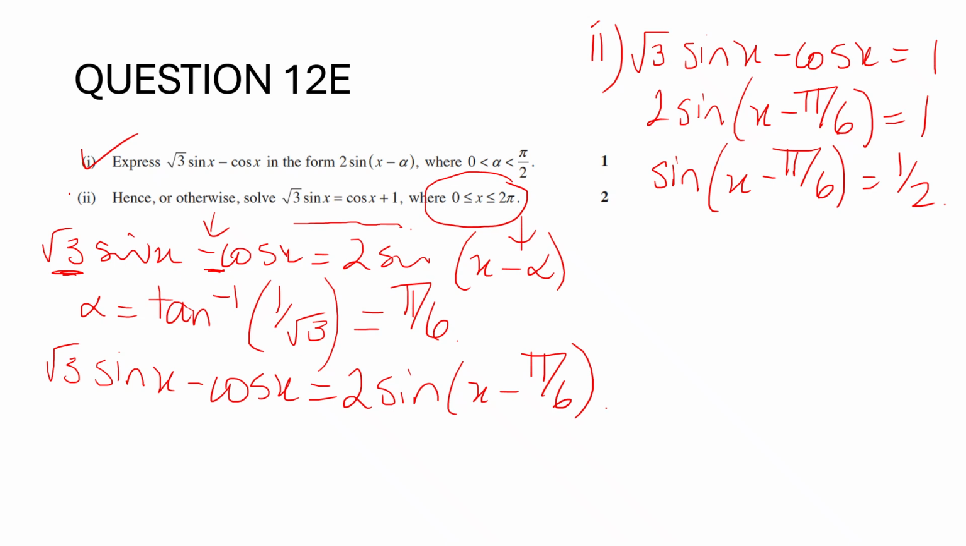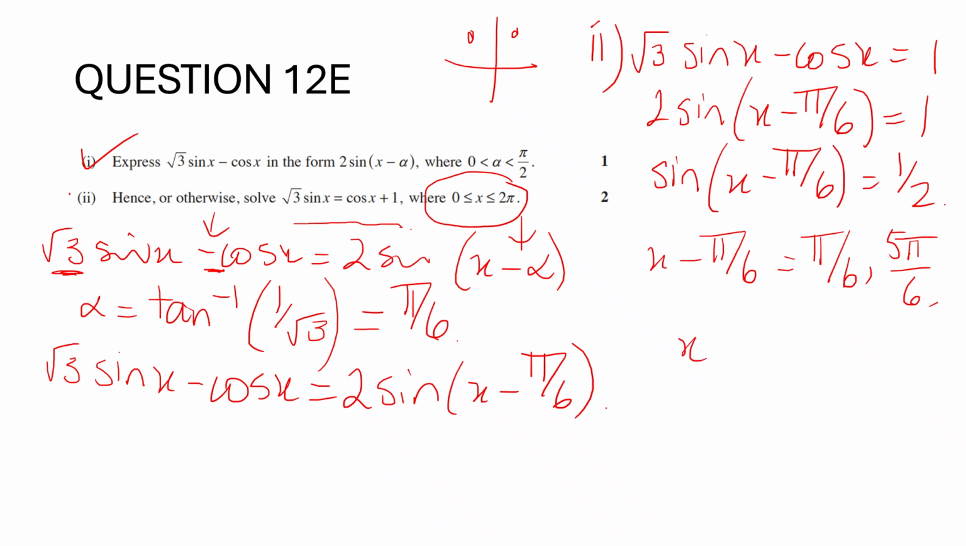So x take pi on 6. Inverse sine of a half is pi on 6. And I want in here and in here. So the other one is 5 pi on 6. And then taking that pi on 6 over, I get 2 pi on 6 and 6 pi on 6, which is pi on 3 and pi.